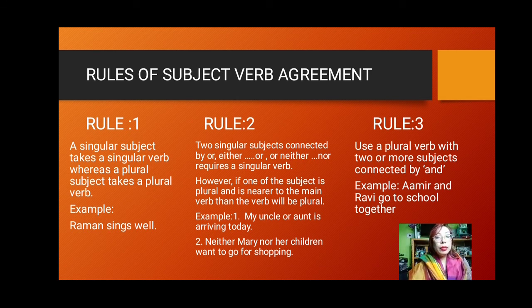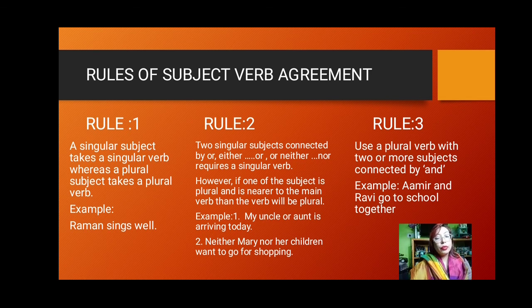Example: Amir and Ravi go to school together. So here we can see there are two subjects which have been joined together, that is Amir and Ravi, joined with the word and. So here, instead of writing goes, we gave a plural verb, that is go. Amir and Ravi go to school together.